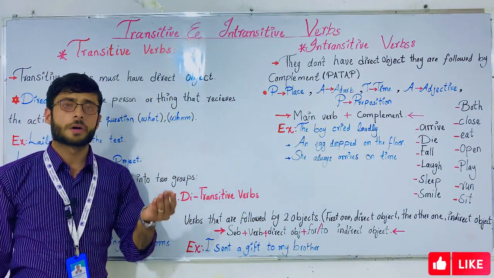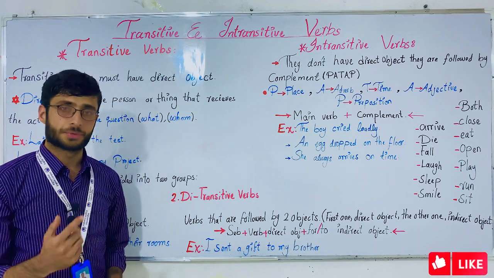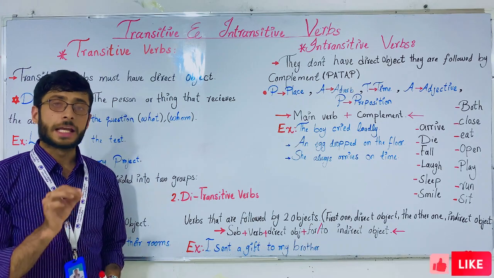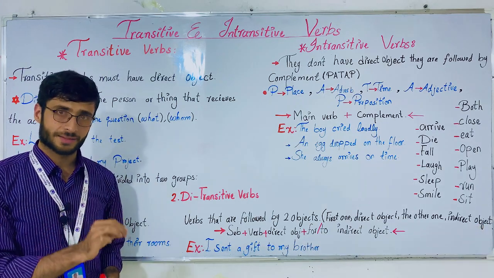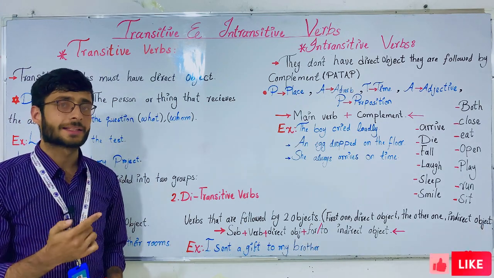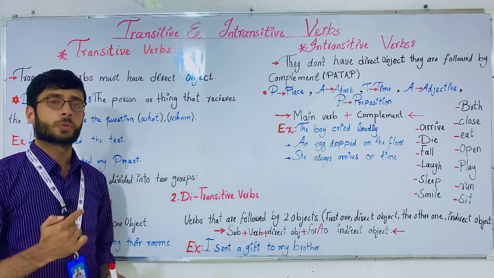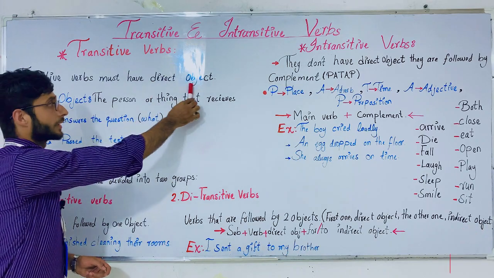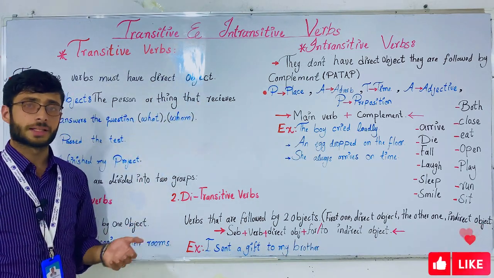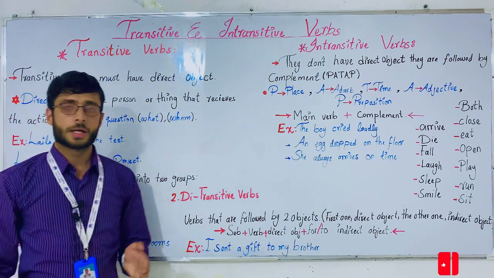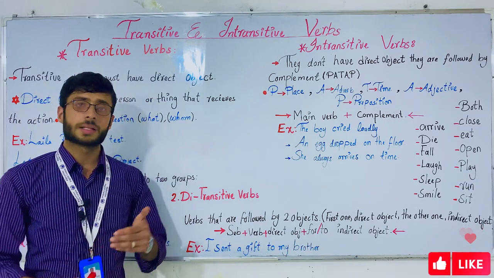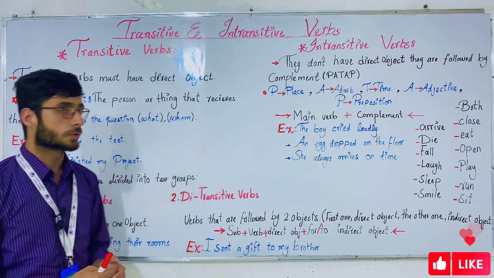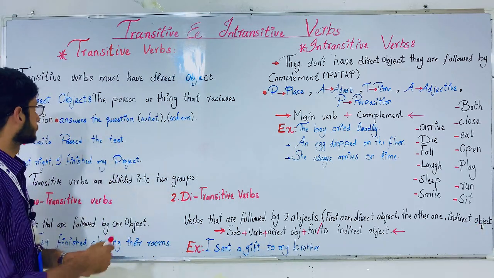Transitive verbs are verbs that need an object. It means an object is necessary for them. If there is no object in the sentence, maybe the sentence is meaningless. You must have one object to complete its meaning. First, what is an object? An object is the receiver of an action. The person or the thing that receives action is called an object. Like these two examples that I have written in here.